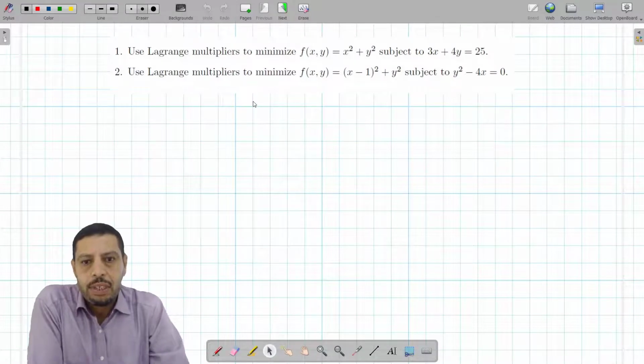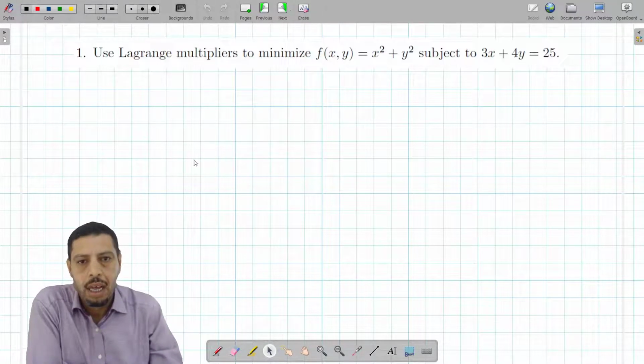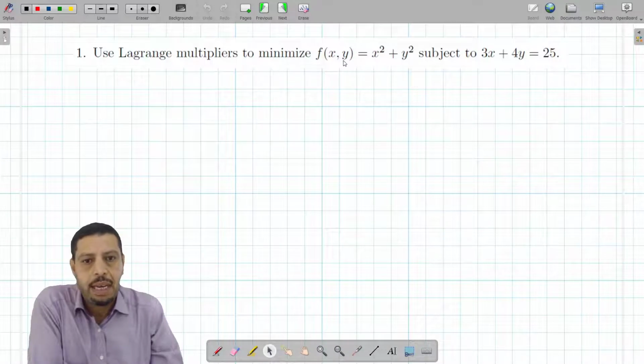Welcome to this new video in which we're going to optimize a function subject to a constraint. We have two examples here in which we're going to use the Lagrange multipliers method to minimize a function subject to a given constraint. Let's start with the first one. In the first one, we have to minimize the function f of x and y equals x squared plus y squared subject to 3x plus 4y equals 25.